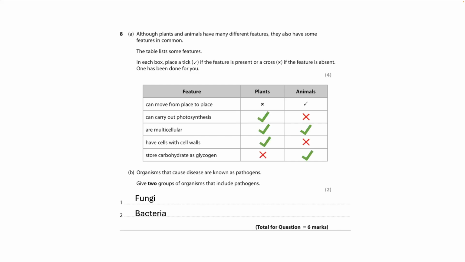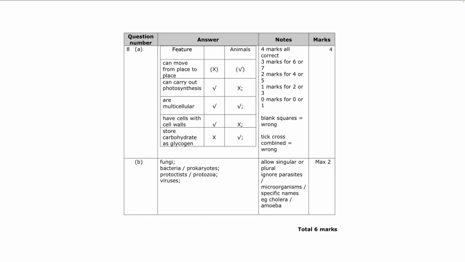And here is how I answered it. We know animals don't have chloroplasts and can't photosynthesize. Both are multicellular. Animals don't have cell walls, but they do store carbohydrates as glycogen, as opposed to plants who store it as starch or sucrose. In terms of groups, could have been any of the three, like you see on the mark scheme right here. Take a moment to correct your answers and give yourself a score.